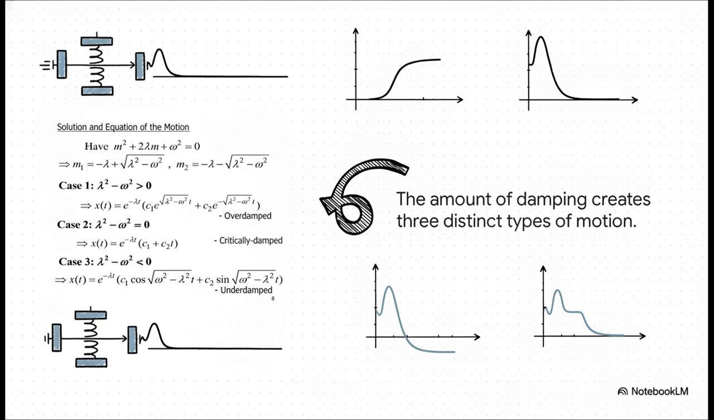And this is where it gets really cool. Now, don't get bogged down by the specific equations here on the left. The big idea, the key takeaway, is that by changing just one number, the amount of damping, we get three completely different kinds of motion. You can see them in the graphs on the right. We call them overdamped, critically damped, and underdamped.